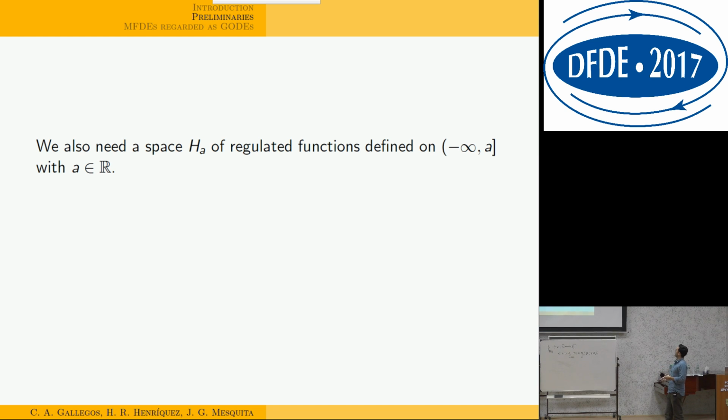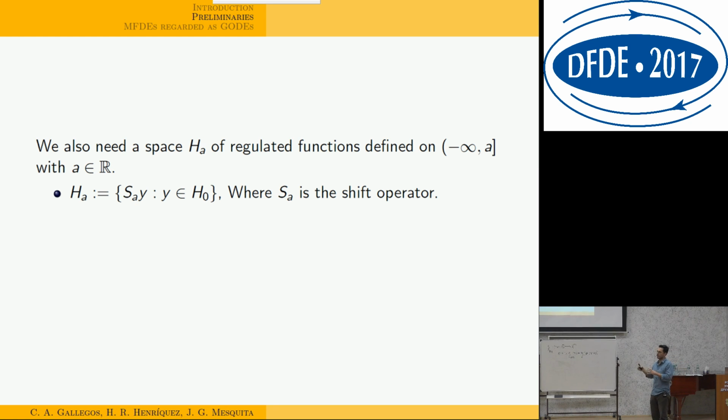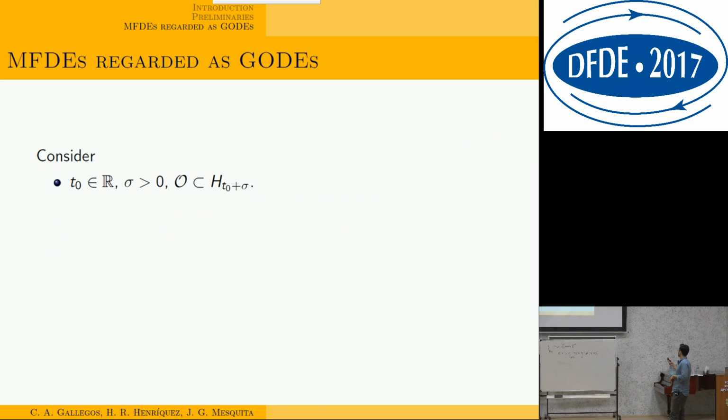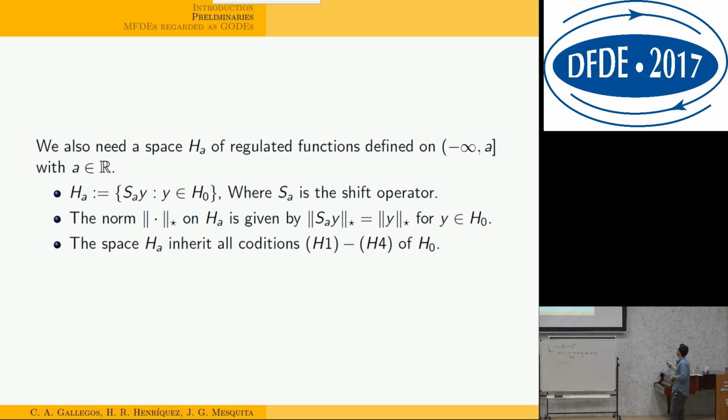Well, we also need a phase space of regulated functions defined on minus infinity to a, with a in R. But we consider this space like a shifting function from the phase space H0. Okay, and the norm is given by the norm of the element of the phase space H0. And this shifting phase space inherits all conditions from the phase space H0.